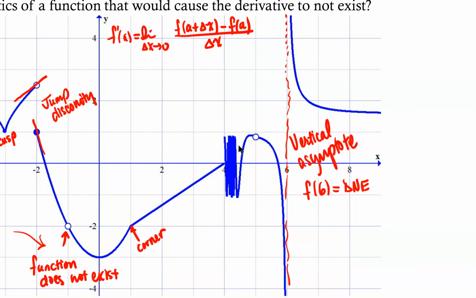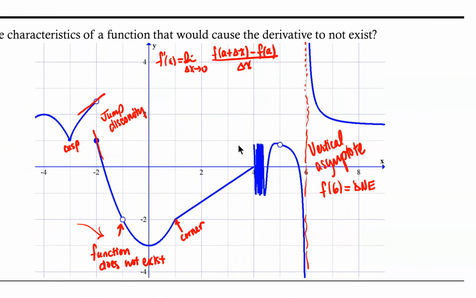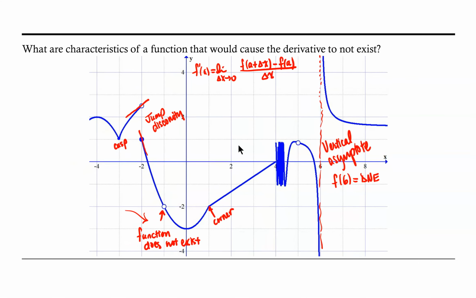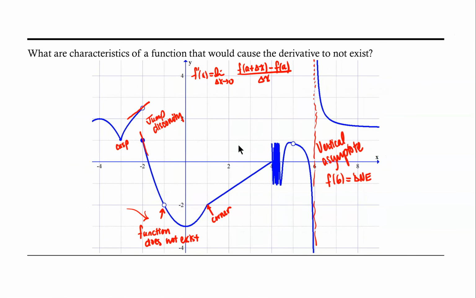So this is a little summary of various characteristics of a function that might cause the derivative to not exist. I hope this helps.